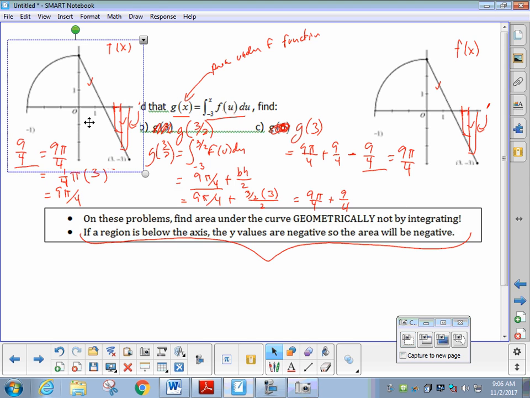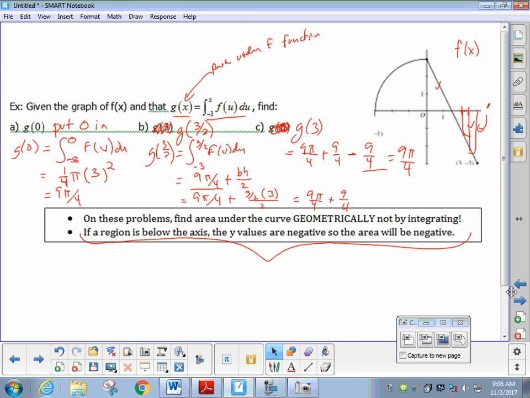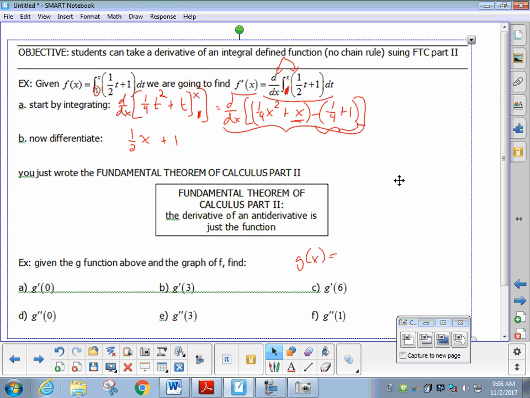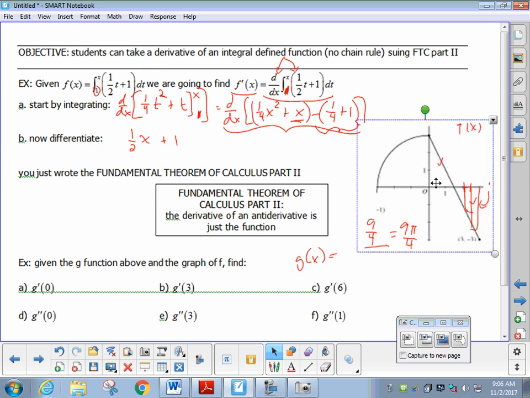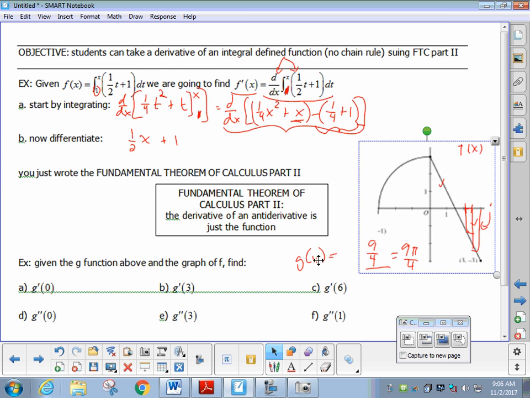Okay, sorry. Oops, that's something a little marked up here.